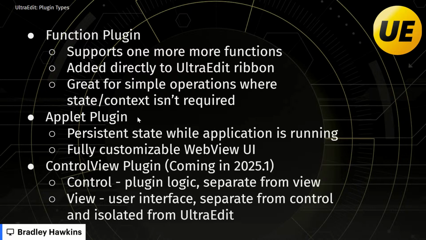For a function plugin, this supports one or more functions. By that it means like a single execution, in the sense of you've got something you want to do, like you want to modify a selection in UltraEdit, you want to reparse some part of your file, you want to insert some specific text or data based on certain criteria. A single operation is what this means, is by a function. And you can add multiple functions to a plugin. So you could have a plugin that has 100 functions in it if you wanted to, each one doing something different.